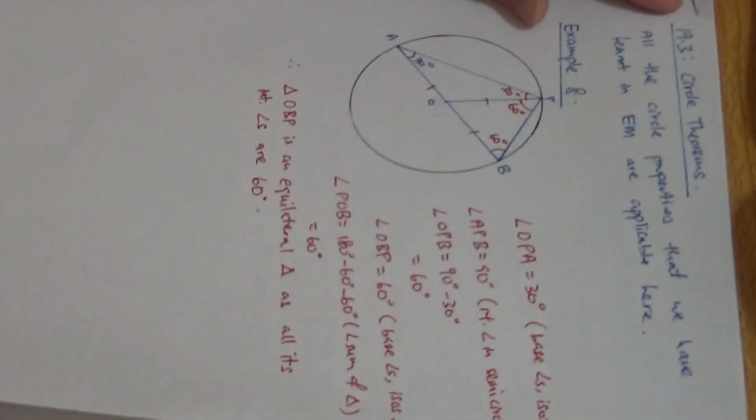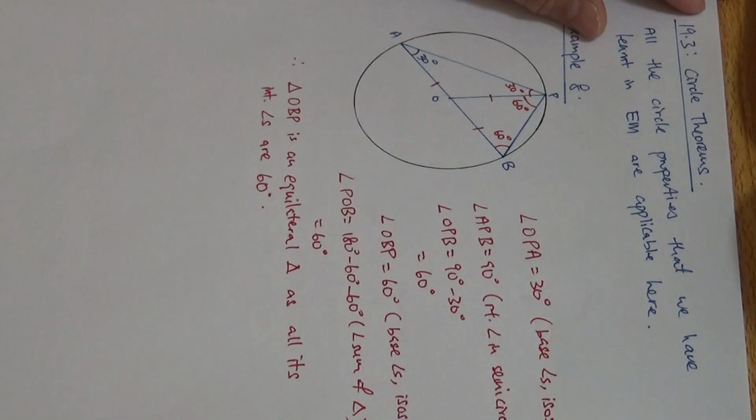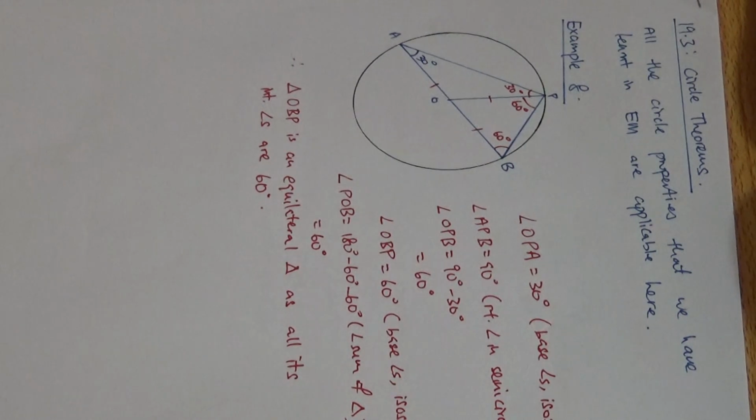Now that will conclude the whole of the circle theorems. In this chapter there are 3 sections: triangle theorems, quadrilateral theorems, and circle theorems. In the circle theorems, there's only one extra property that we use, and that is the alternate segment theorem, in addition to all the properties that we have learned in our Sec 3 syllabus.